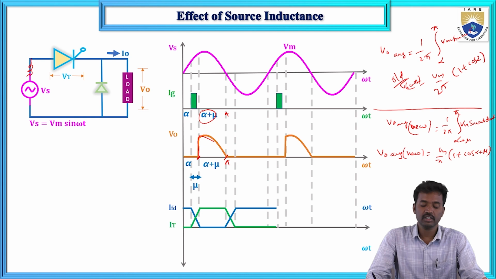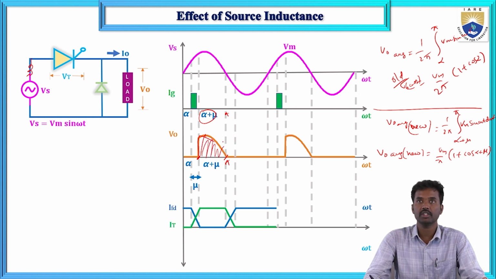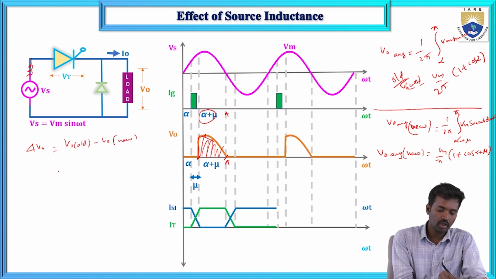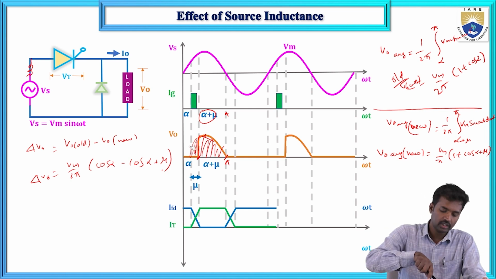Now what is the reduction? Because of the source inductance, this output voltage will reduce. The reduction in output voltage, delta V naught, equals V naught old minus V naught new, that is Vm by 2 pi times (cos alpha minus cos(alpha plus mu)). So this is the delta reduction in the voltage, this much amount, the delta V.